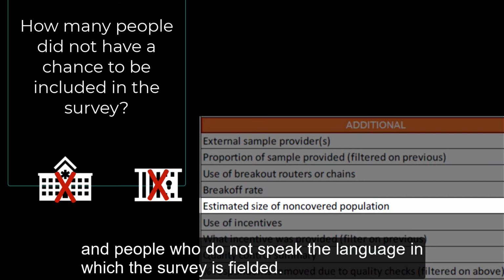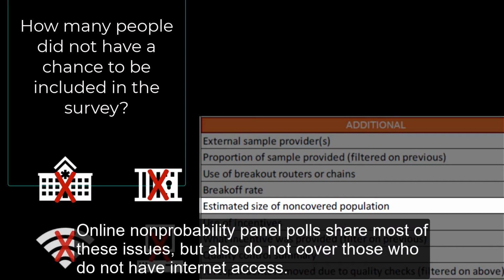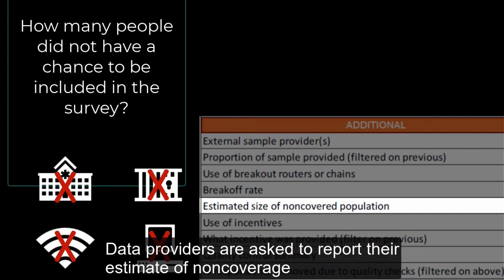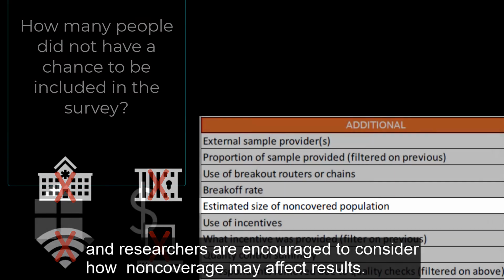Online non-probability panel polls share most of these issues, but also do not cover those who do not have internet access, and other methods may exclude different groups. Data providers are asked to report their estimate of non-coverage, and researchers are encouraged to consider how non-coverage may affect results.